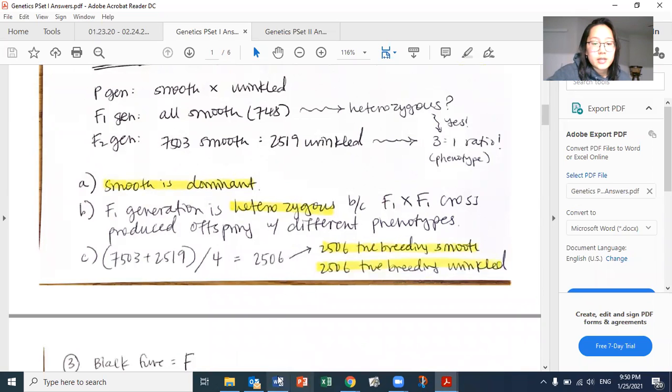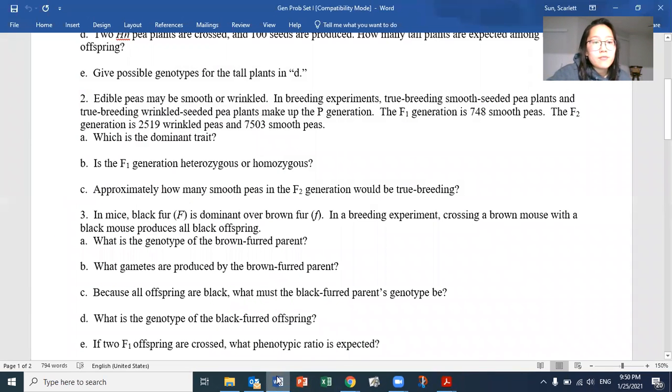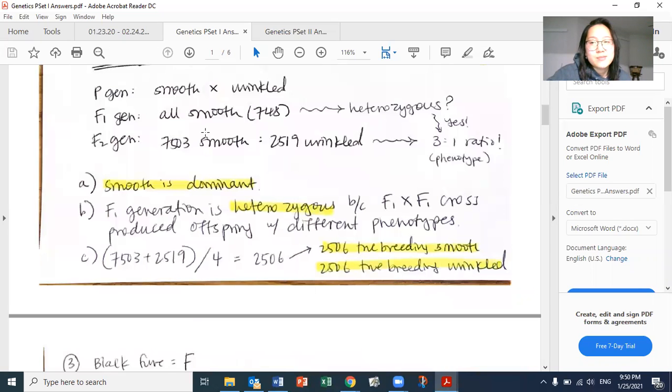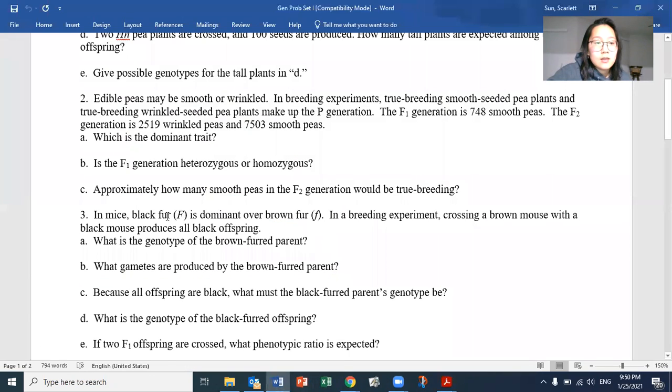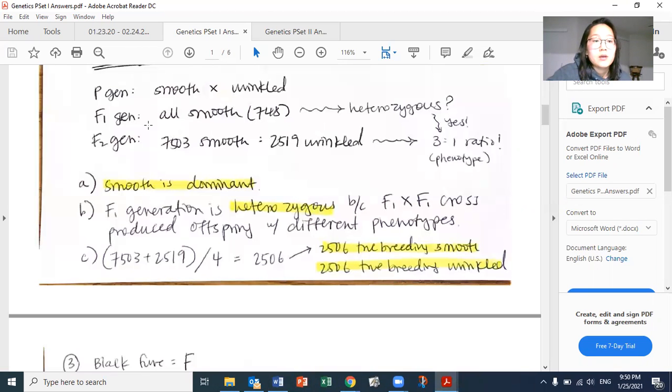We're going to answer question A, and question A was asking which is the dominant trait? And the easiest way to answer that would be which one has more in the second filial generation. In the second filial generation, the larger group or larger ratio is the smooth side. So we're going to say that smooth is dominant. Part B is asking, is the F1 generation heterozygous or homozygous? And just by looking at the ratio of the F2 generation, you can already make an educated guess that the F1 generation was probably heterozygous.